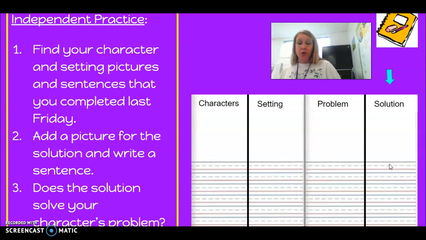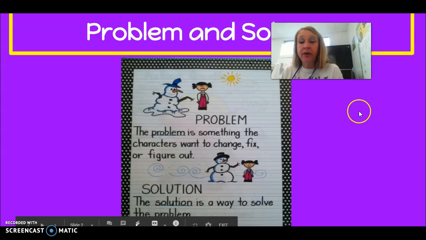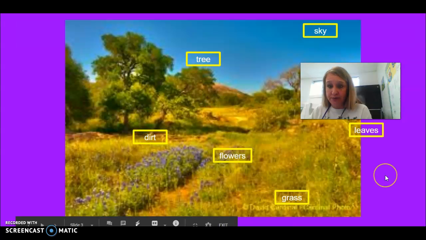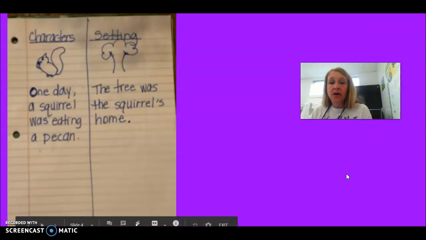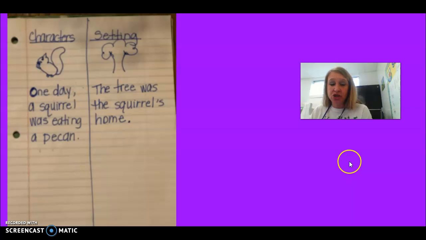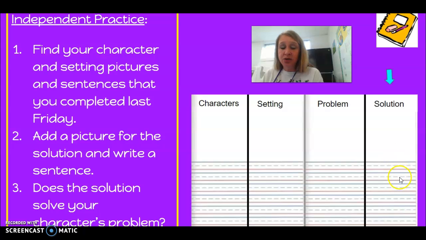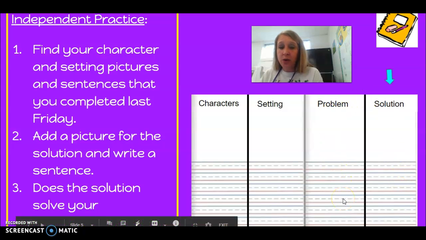And tomorrow we are going to write our stories. So let's review what we talked about today. We reviewed that the problem is something that the characters want to change, fix, or figure out. And the solution is the way to solve the problem. We used our pictures from nature, our characters and our setting from our pictures. Mine was the squirrel in the tree. Nothing changed there. And then we added a solution to the problem that we wrote yesterday.